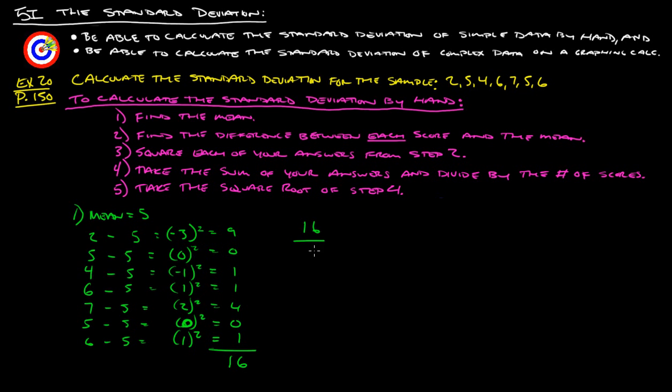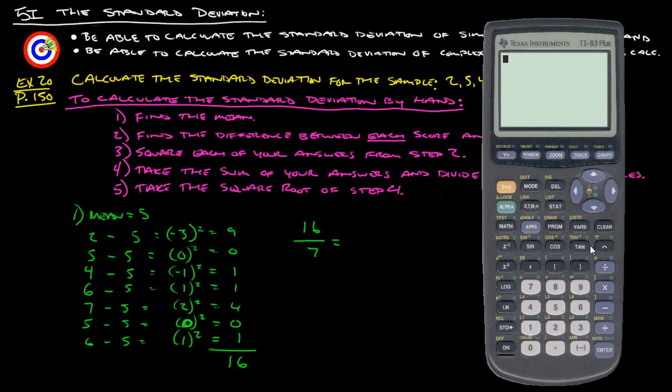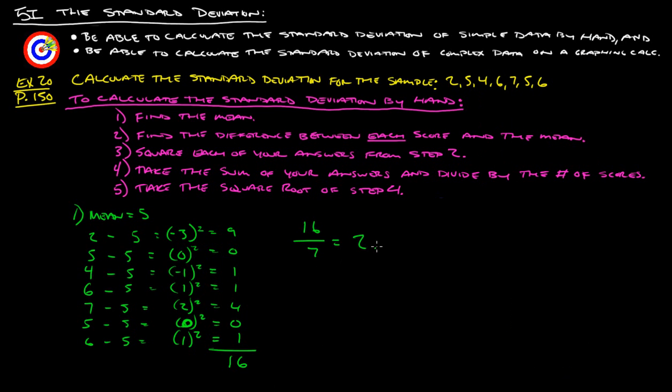divide by the number of scores. So we're going to take this 16, divide by the number of scores, which is 7. So we take 16 divided by 7, and we get 2.28, I think it was. 2.29.